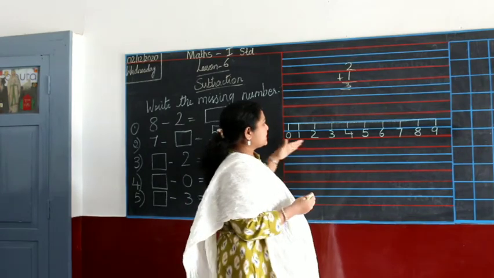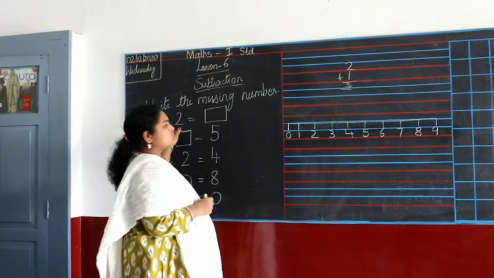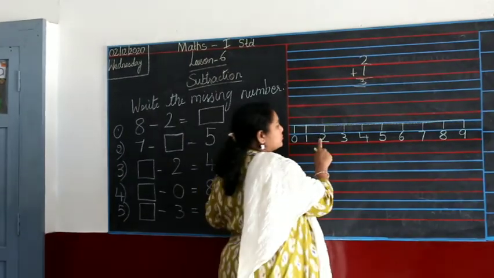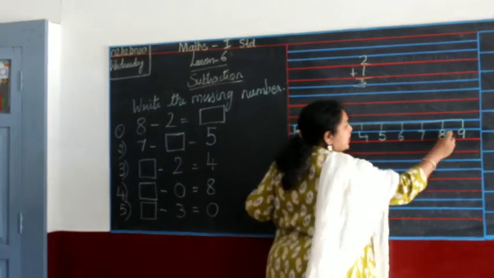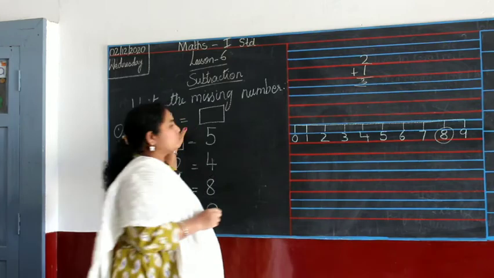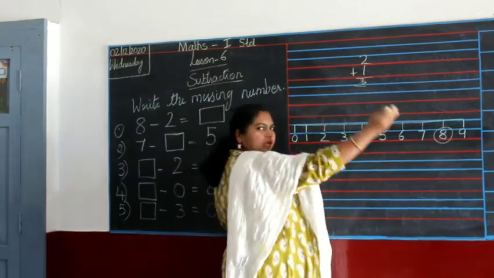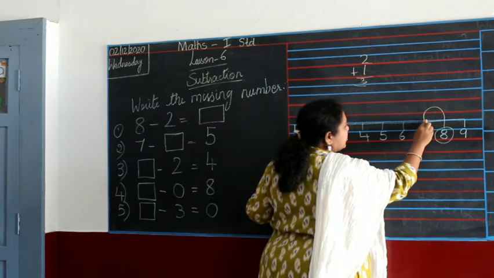So when it becomes less, that's your subtraction. So first is 8 minus 2. So I have 1, 2, 3, 4, 5, 6, 7, 8. So when I have 8 here, okay, I will minus 2. So I will not go right. That's an addition. I'll jump to the left side.